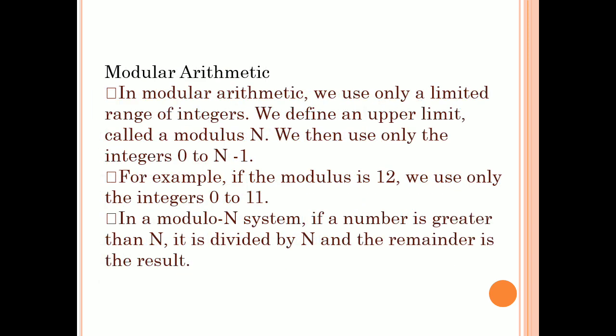Now we will explain the concept of modular arithmetic. In modular arithmetic, we use only a limited range of integers. We define an upper limit called the modulus n. We then use only the integers 0 to n minus 1. For example, if the modulus is 12, that is n equal to 12, then we have a range only from integers 0 to 11. In a modulo n system, if a number is greater than n, it is divided by n and the remainder is the result.